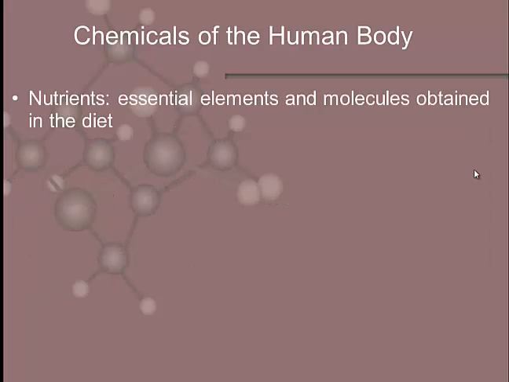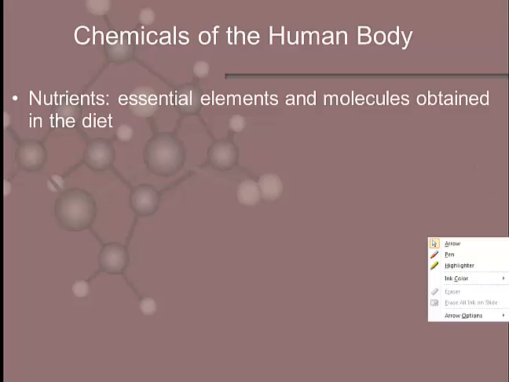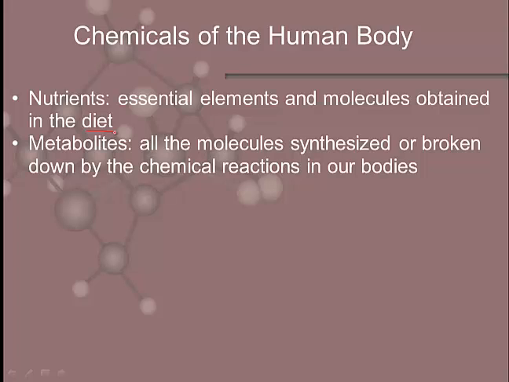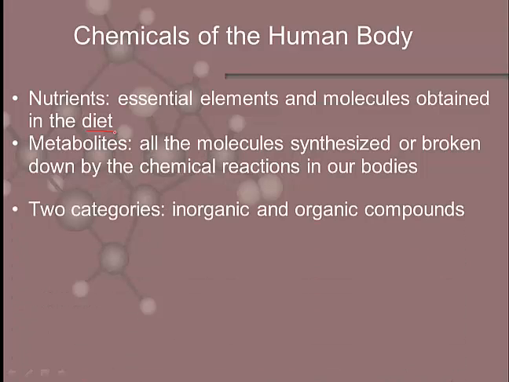So the chemicals that we actually have to take into our body are called nutrients. So these are elements that have to be taken in through our diet. Metabolites are molecules that can get synthesized or broken down by chemical reactions in our body. So nutrients we have to take in. Metabolites are things that we actually will make through the chemical reactions in our body. These chemicals that we end up making or taking into our body come into 2 categories.